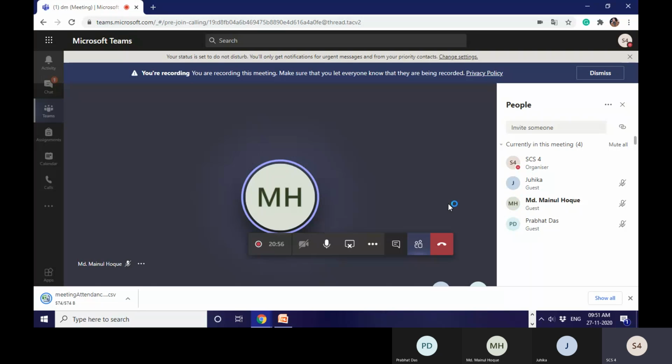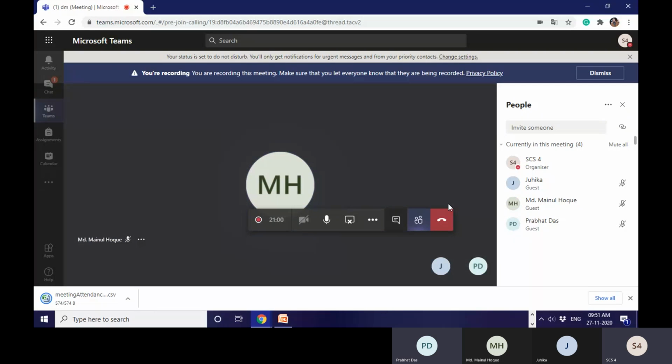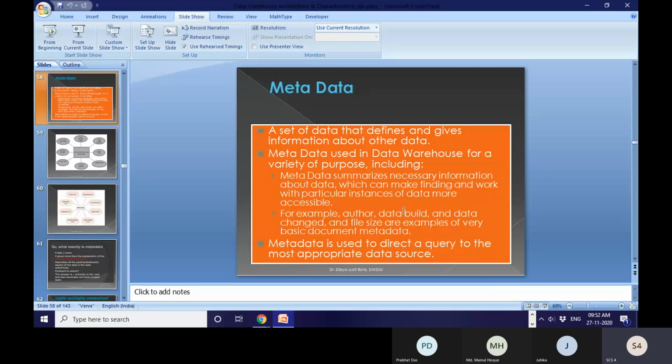Hello. Am I audible? Hello. Yes, am I audible, sir? Yeah, I can hear you. Sir, I wanted to just clarify one doubt. Is this metadata something almost similar to a relational database where the different data are connected by using a primary key?